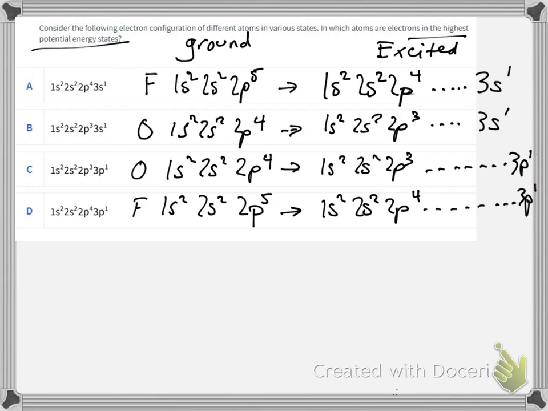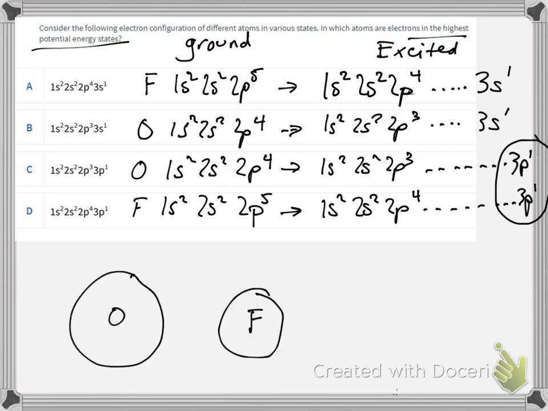Alright, so now we can answer the question: which of these electrons are going to be at the highest potential energy? Well, that's going to be the electrons that are farthest out, and that has to be here with the 3p1, right? So remember, oxygen is larger than fluorine. Remember, that's due to the size effect. Within a shell, if you add more protons, the atom gets smaller. So that's going across a row.